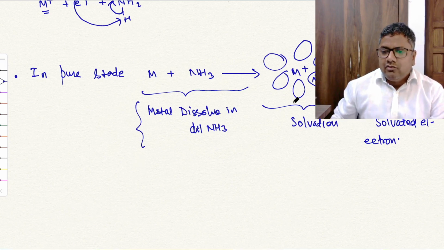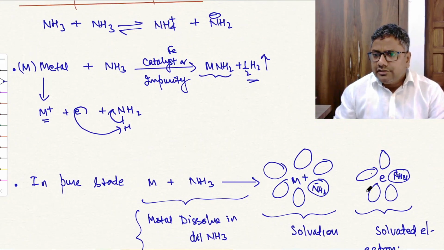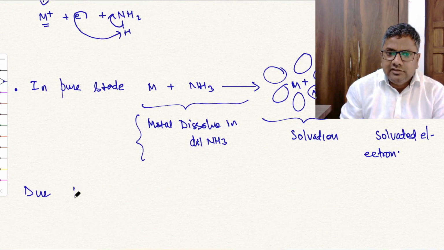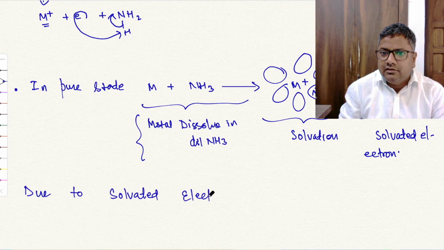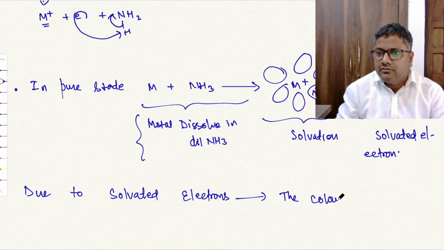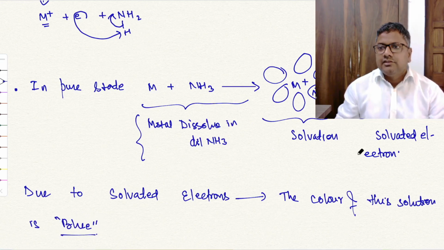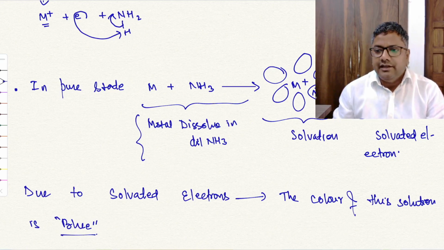What is the consequence of this solvated electron? Due to the solvated electrons, the color of this solution is blue. A brilliant blue color solution you will get. So the presence of this blue color solution indicates that there is a solvated electron in it.